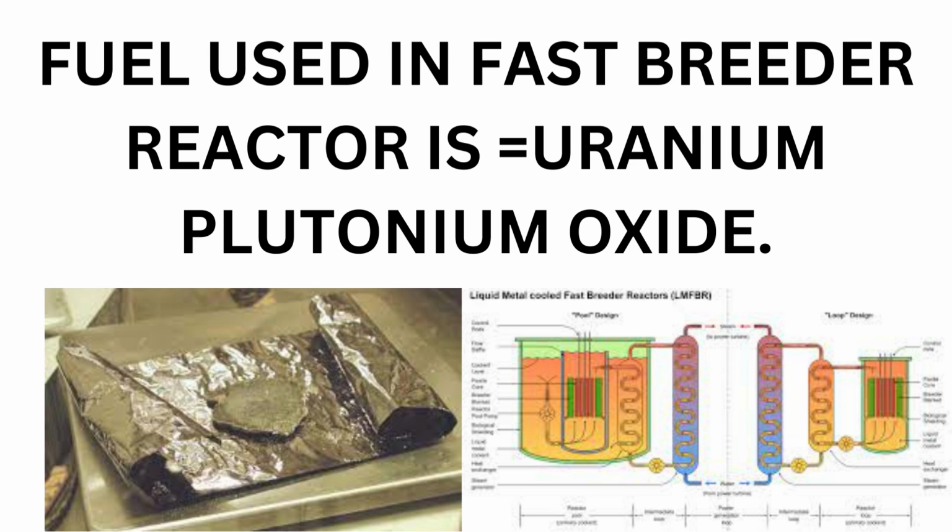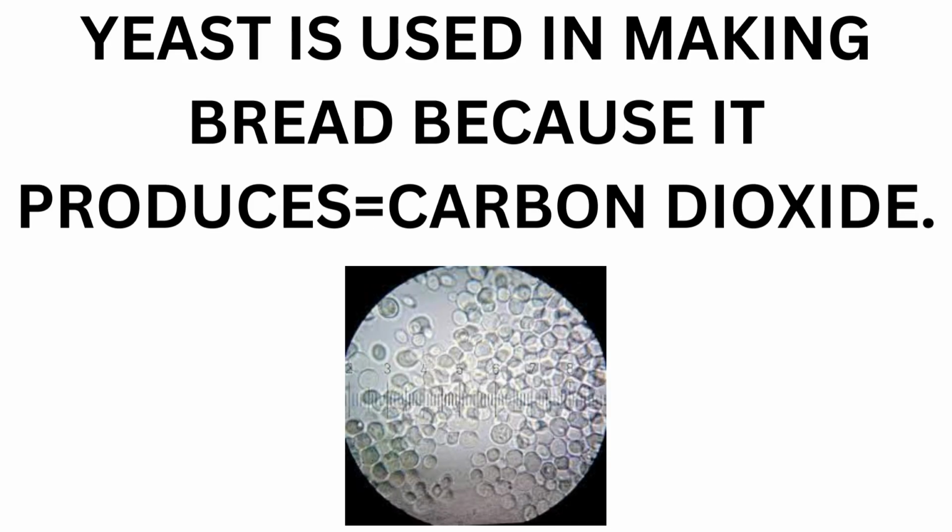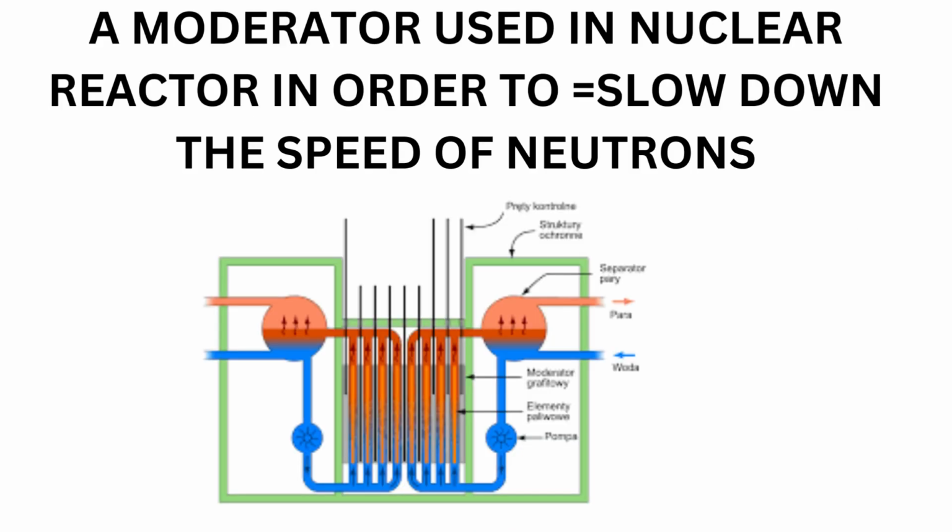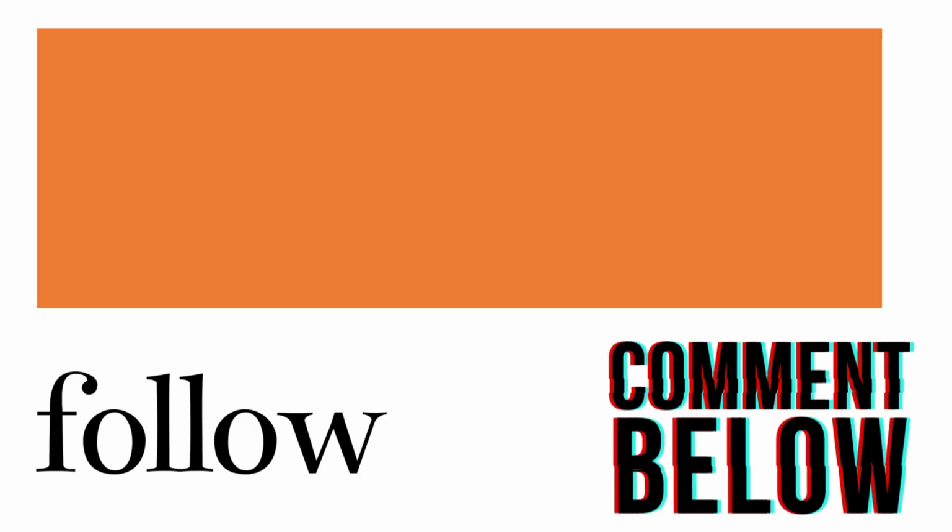So on the right side of the image, it's a whole sketch of a breeder reactor, while on the left side it is plutonium. And yeast is used in making bread because it produces carbon dioxide. And a moderator is used in a nuclear reactor in order to slow down the speed of neutrons.